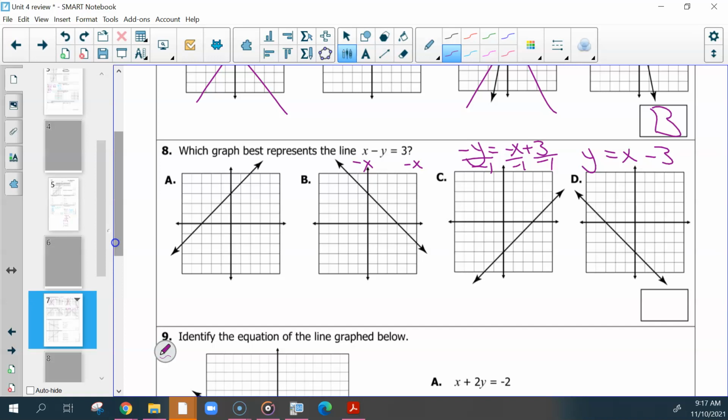Which of these graphs can we eliminate based on the y-intercept? A and B. And then of C and D, which of these have a positive slope? C.